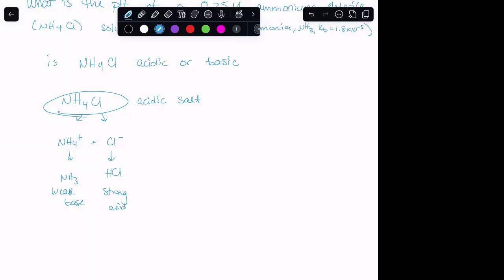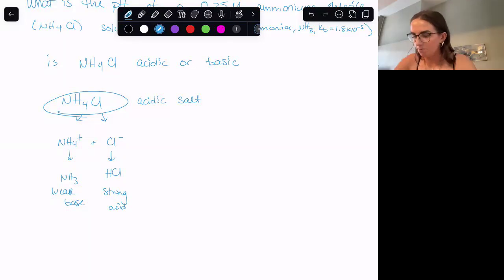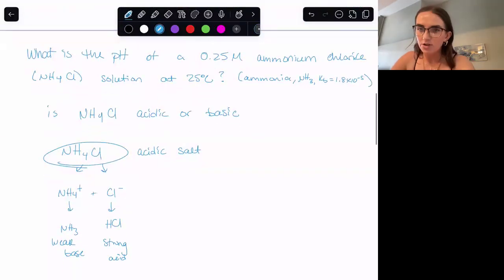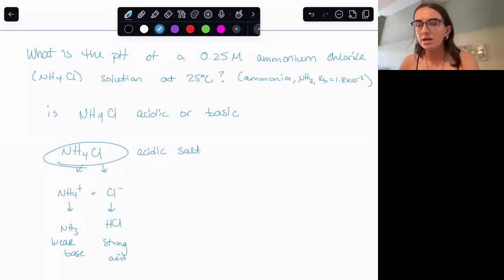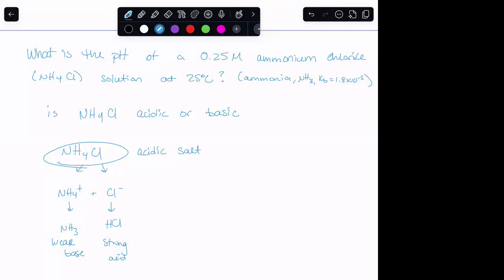Could we have solved it by just using the KB? You could also have done that. But the question is asking for the pH of a 0.25 molar ammonium chloride solution, and it gives you the KB. My question is whether this is an acidic or basic salt to begin with, so it's not technically the same question. You can look at the KB, you just have to remember what the KB means. If you can break it down into the ions, I think visually it helps a little bit more as well. Okay, thank you.